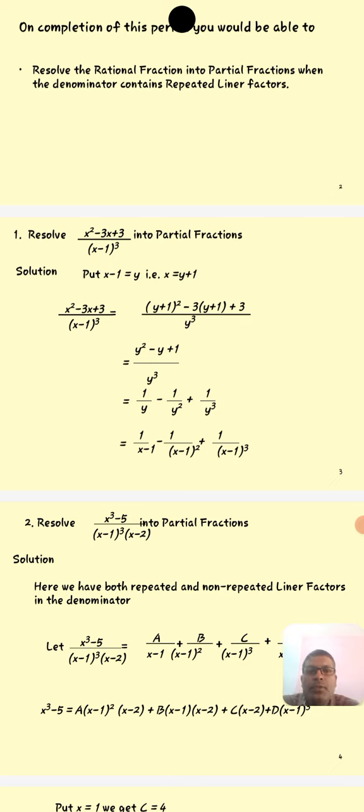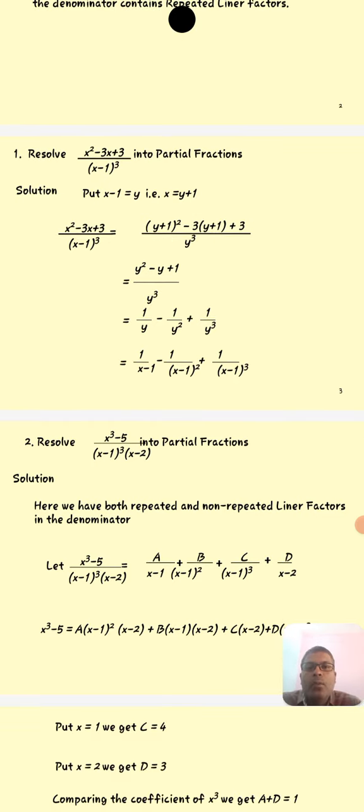The next step, after simplification, (y plus 1) whole square, how to write here? (a plus b) whole square, and also we multiply minus 3 into y and 3 into 1. Now complete the simplification. We get (y square minus y plus 1) divided by y cube. Are you clear here? (y plus 1) whole square is (a plus b) whole square, so finally we get (y square minus y plus 1) divided by y cube.